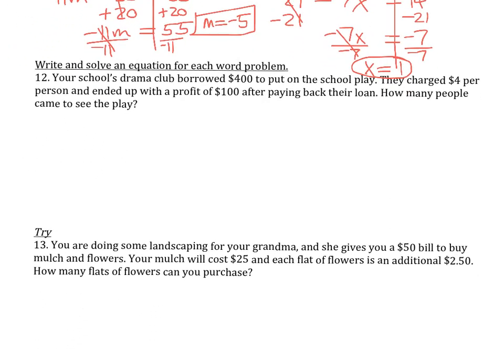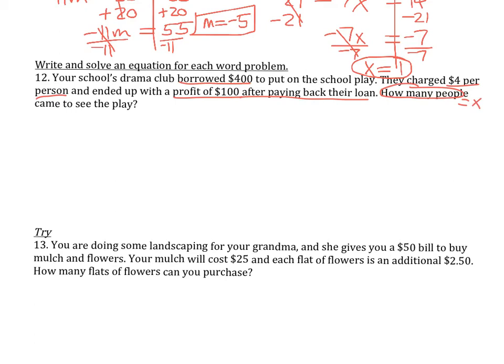All right, so it says your school's drama club borrowed $400. Okay, so that's a borrow $400. It says they charge $4 per person, and they end up with a profit of $100 after paying back their loan. Okay, so then the question comes in. How many people, okay, so that's going to be my x, came to see the play, okay?